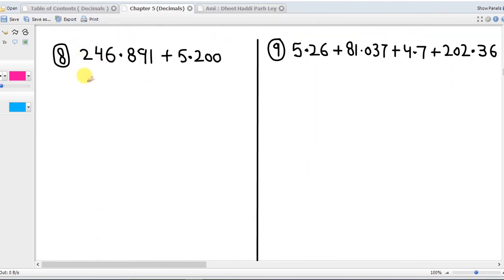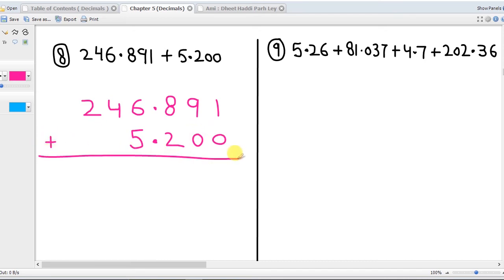Okay, let's solve these questions now. So now we are going to solve these two numbers. Let me just write these numbers: 246.891, and then we have 5.200. So first just put the decimal point, and then at the unit place we have 5, and then we have 200. Now we simply need to add these numbers, filling the gaps with zeros.